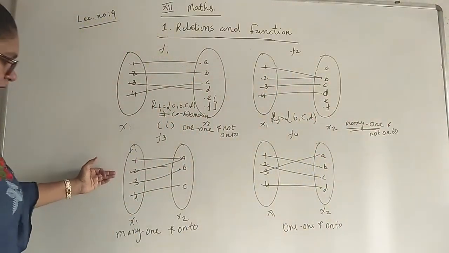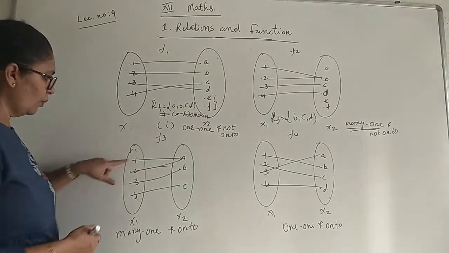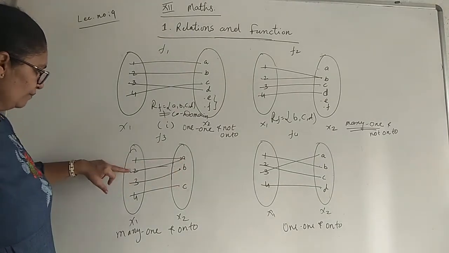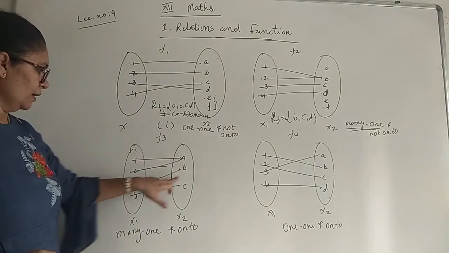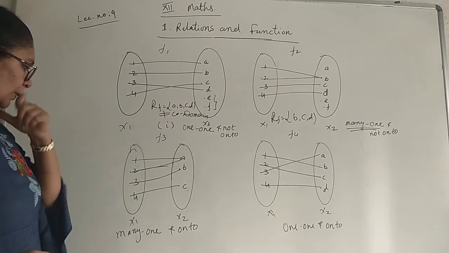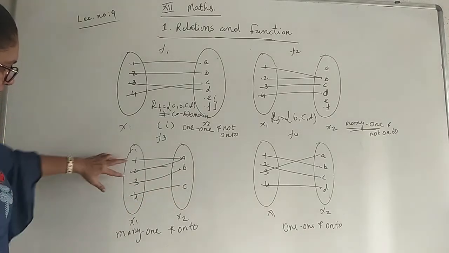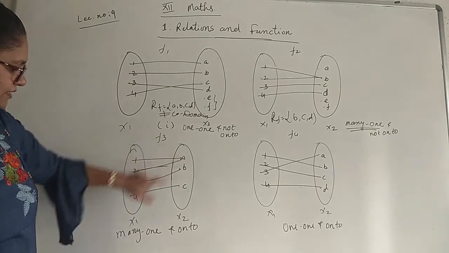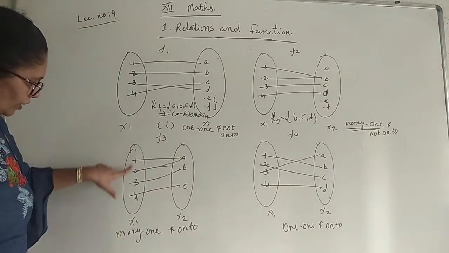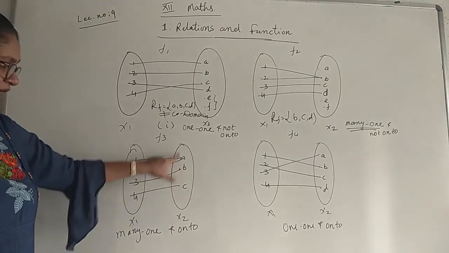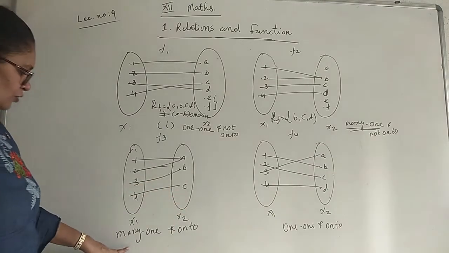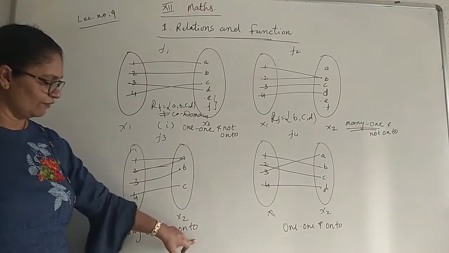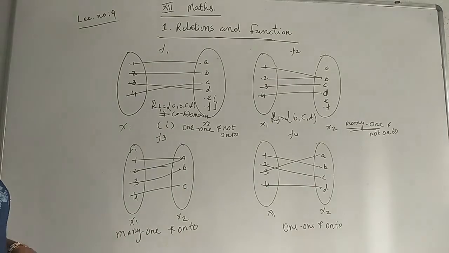Come to the third figure. What is your third one? 1 is related with A, 2 again related with A, and B and C with 3 and 4. So check, for 2 different questions, one answer means many-one. But here, what is the range of this? ABC, and the codomain is also ABC. So when range and codomain are the same, the function is onto but not one-one.